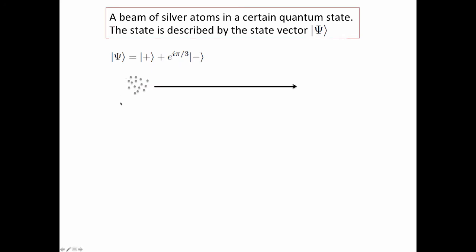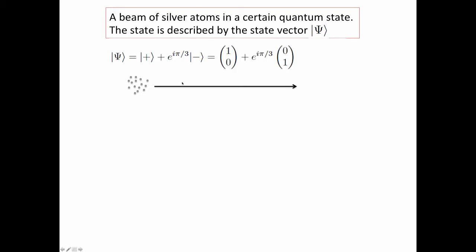Just like in the previous example, we're going to imagine our set of silver atoms are described by this particular quantum state. The quantum state we're using this week is given by psi, which is equal to the plus ket in the z direction plus e to the i pi divided by 3 times the minus ket in the z direction. This will allow us to see how we deal with complex exponential factors in our quantum states. These factors of e to the i something are usually called phase factors in quantum mechanics.